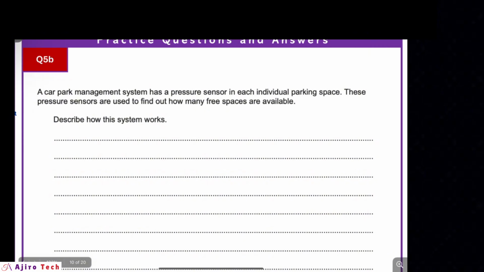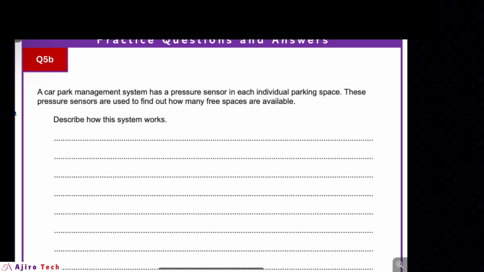A car park management system has a pressure sensor in each parking space. So that simply means when the car is getting close, it detects a pressure, the car barrier opens. This pressure is used to find out how many free spaces are available. When the cars go to this parking space, there's a pressure on it. So that simply means that parking space is taken. When there's no pressure, that car parking space is free. Okay. So I've explained generally what this means.